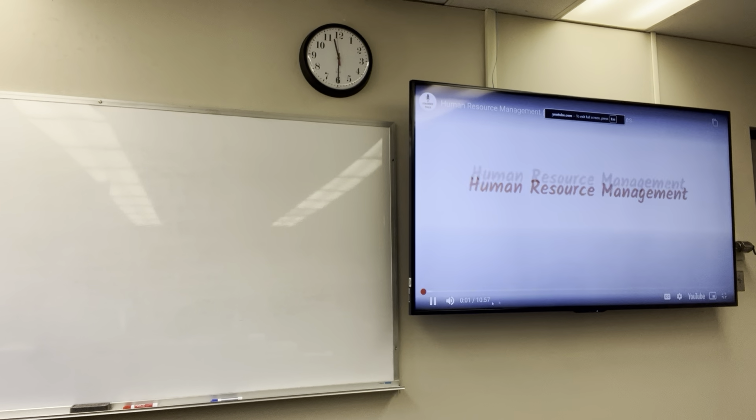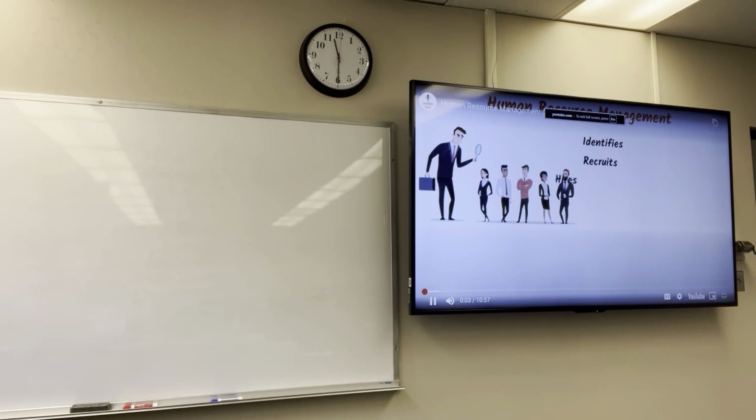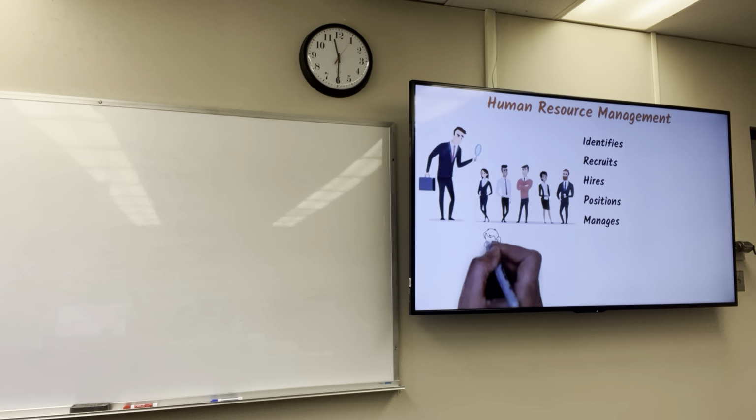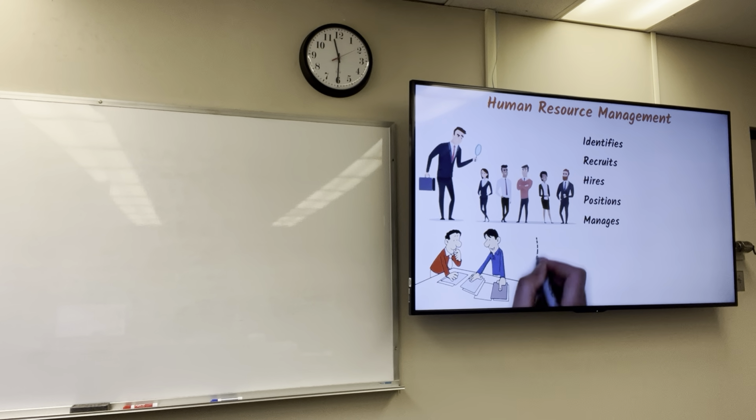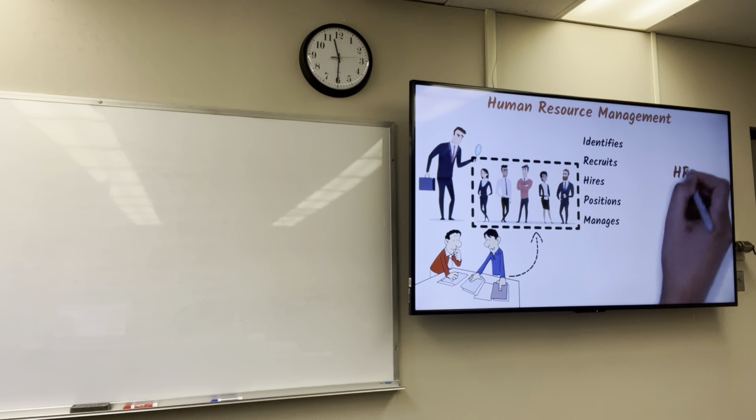Human resource management is the process through which a company identifies, recruits, hires, positions, and manages its employees. Human resources departments usually formulate, enforce, and oversee the company's HR policies, which control personnel and how the company interacts with its staff. First, let's define HRM.